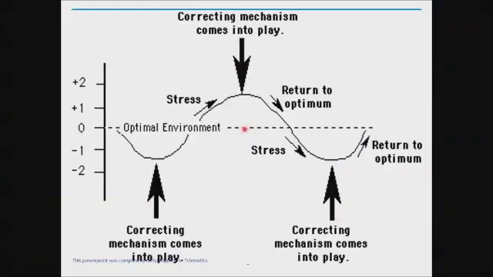And here we have our optimal environment. Everything above that optimal, then somehow there needs to be some correcting mechanism. Something must be rectified to bring it back to normal. Below normal, something must happen to take it back and return to the normal state.